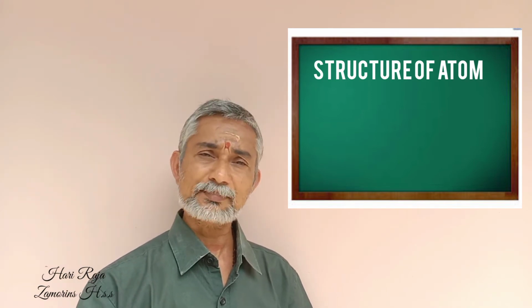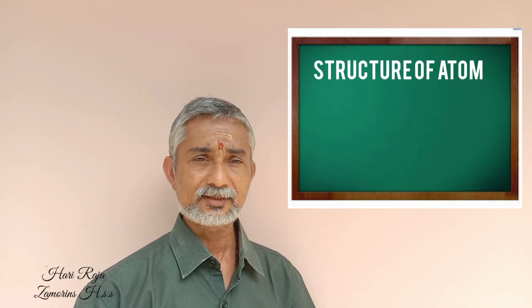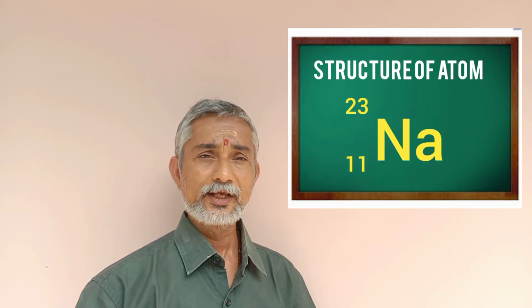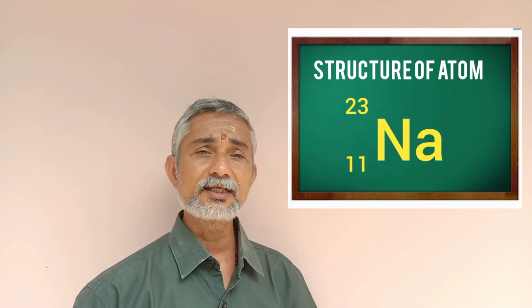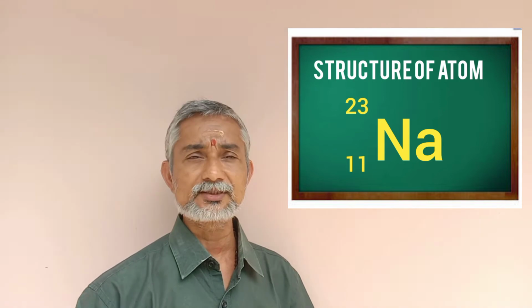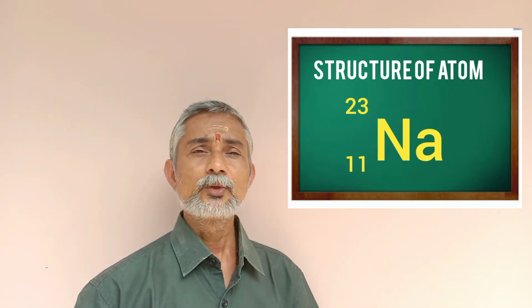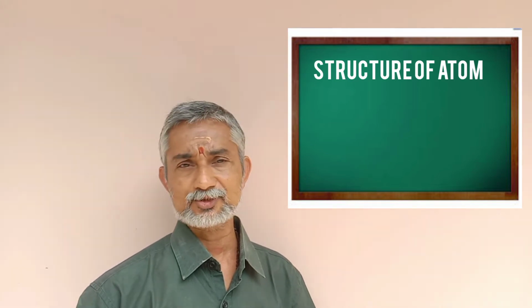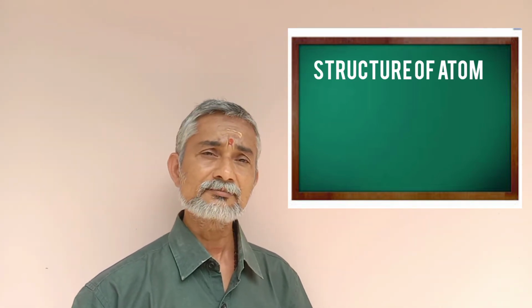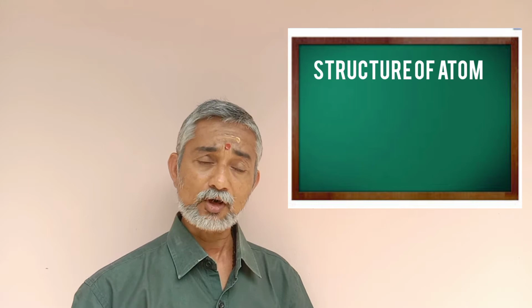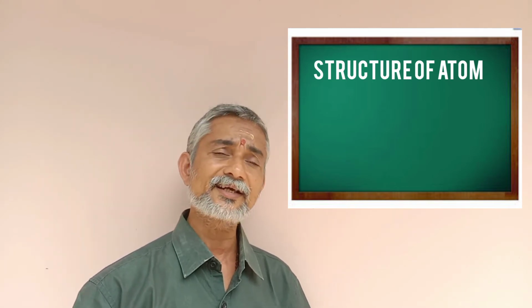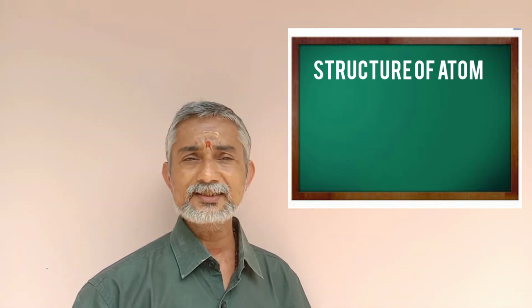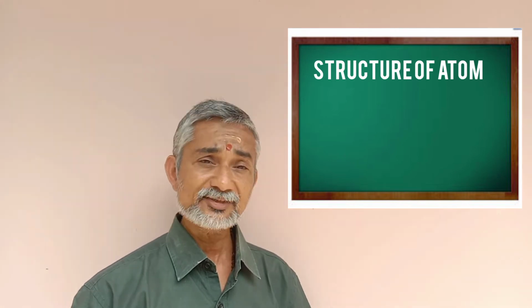See, an atom is represented by writing a letter, for example sodium. The atomic weight is written on the left side above it, and below it is the atomic number, or the number of protons or electrons. In an atom, the positive charge of protons and the negative charge of electrons are equal, so an atom is electrically neutral.